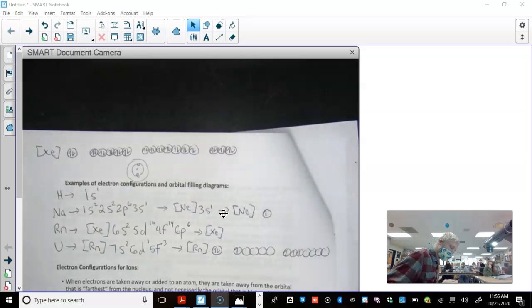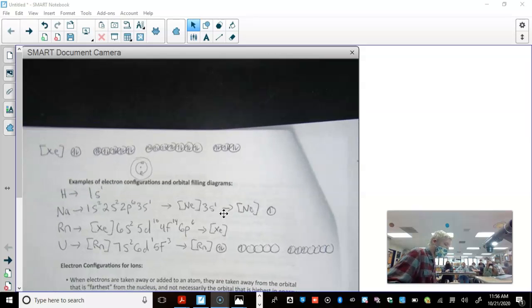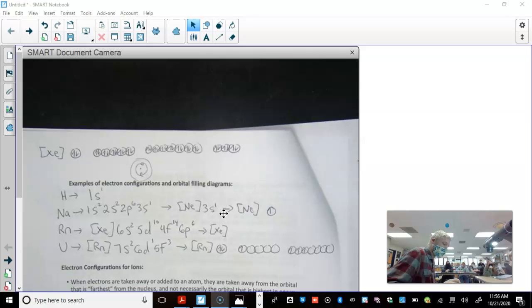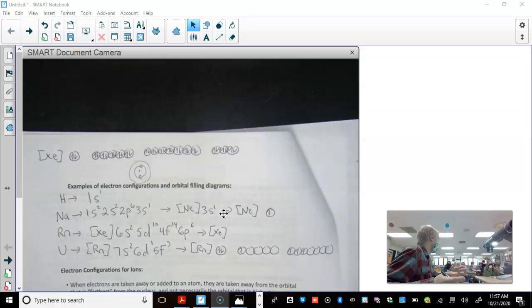So, am I talking ahead of myself here when electrons? Oh, yeah. So we'll come back to what I was just talking about when we talk about crazy chromium and curious copper. But first it says when electrons are taken away or added to an atom, they're taken away from the orbital that's farthest from the nucleus, not necessarily the orbital that has highest energy. So this is talking about how do you do electron configuration for an ion, something that's positively or negatively charged, something that has more than the normal amount of electrons or less than the normal amount.